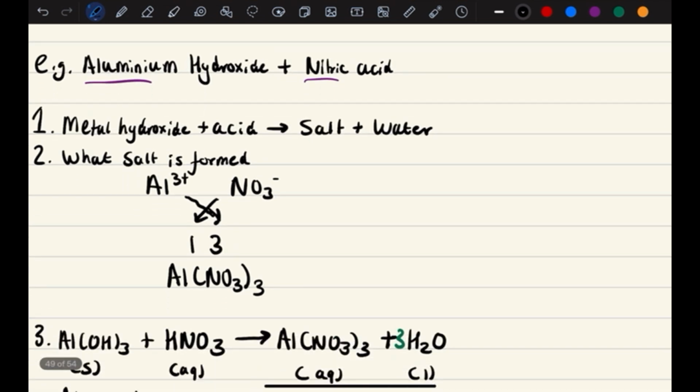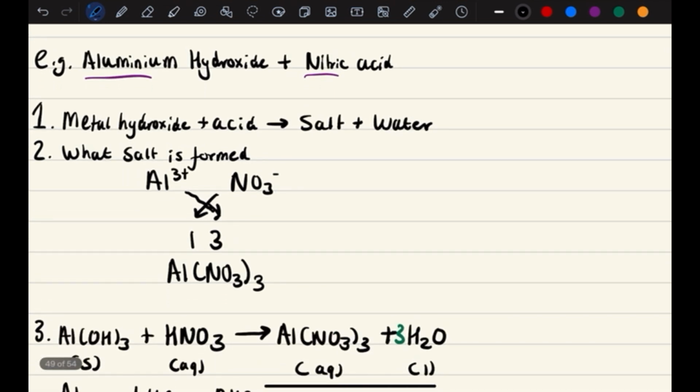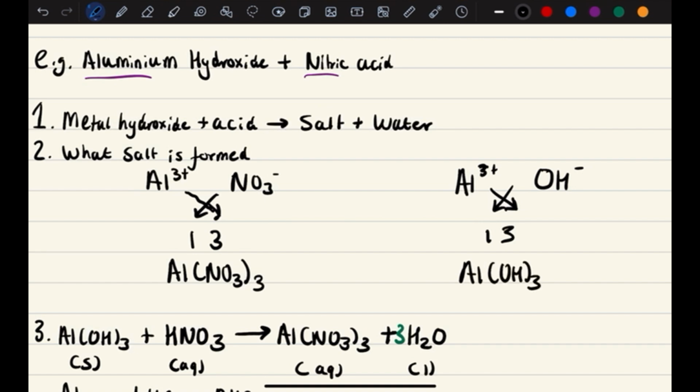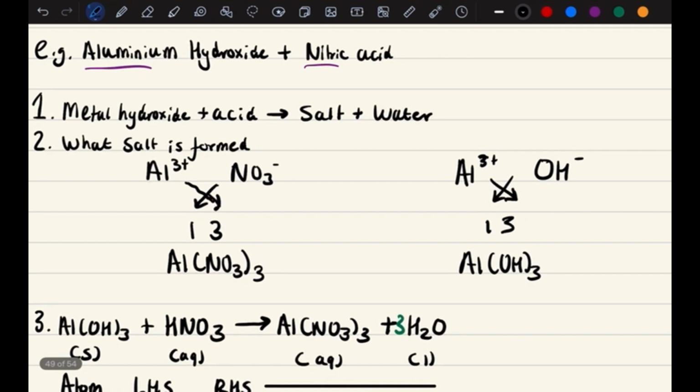Now we can make an equation. Cool. And we put our state symbols there as well. So you've got the equation: Al(OH)3. Remember, we can also write this here because we would need to know what the initial one was, right? So OH- and Al3+. We would again pretty much do the same thing when we swap the charges. 1, 3 here, and you get Al(OH)3. Cool. Now, that's our equation.